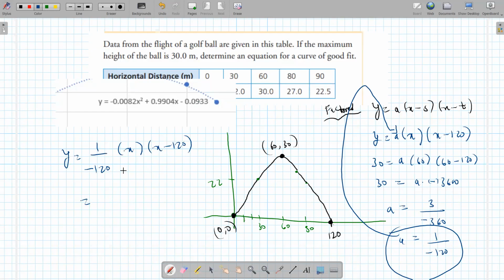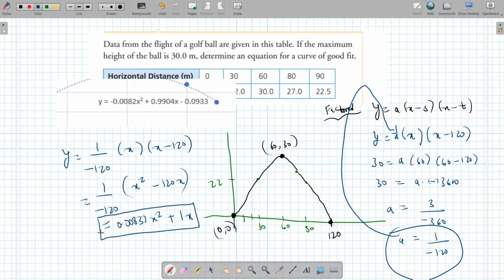So now let's open the brackets. X times x is x squared. X times negative 120 is, well, negative 120x. And then we have 1 over negative 120. Now, what is 1 over negative 120? It's going to be a very small number. 1 divided by negative 120 is actually negative 0.00833x squared plus 1x. So this is what I got after I opened the bracket.